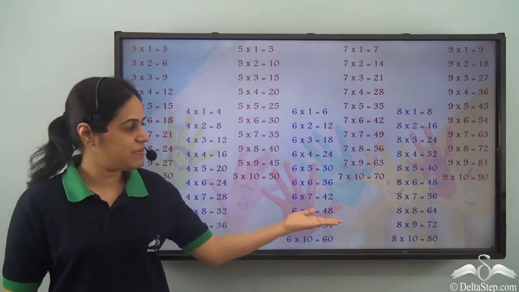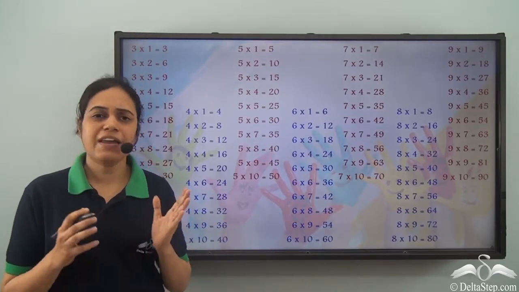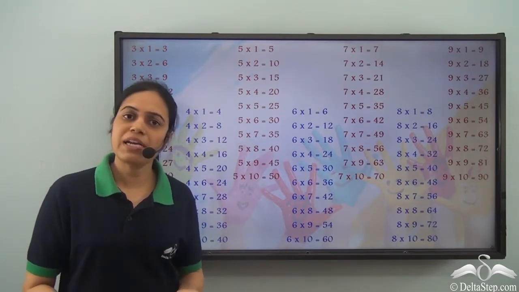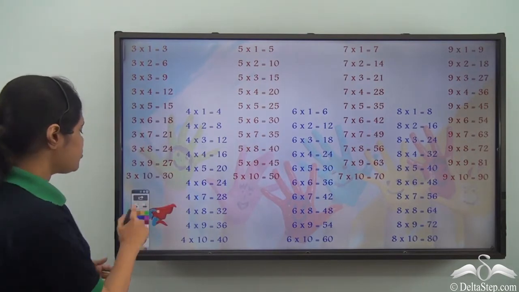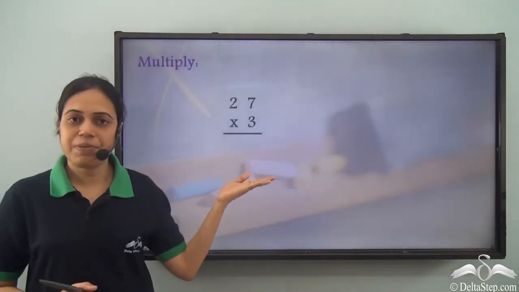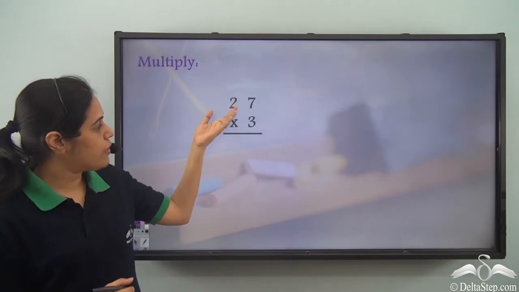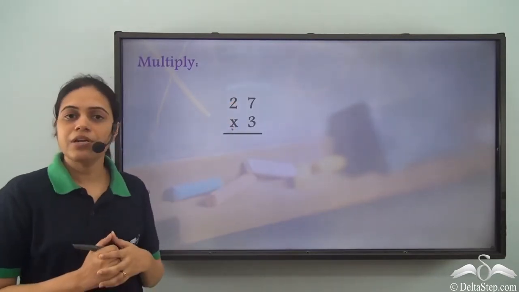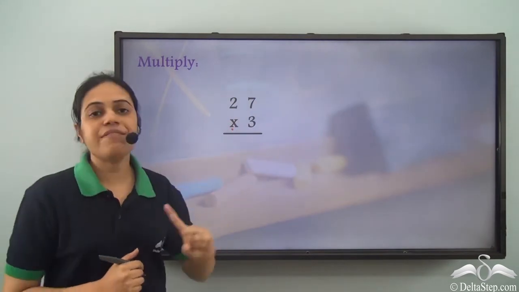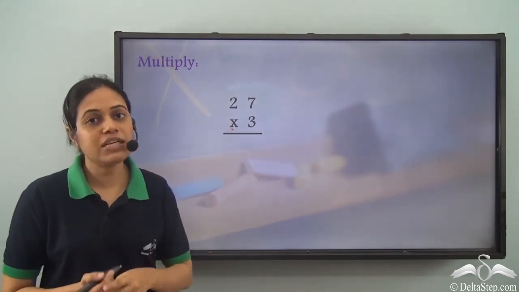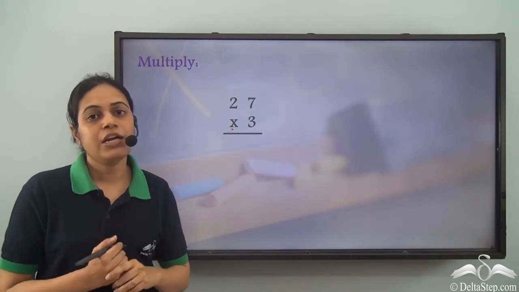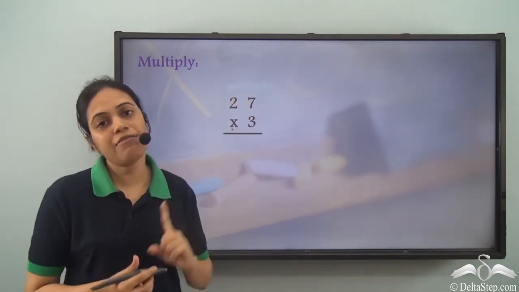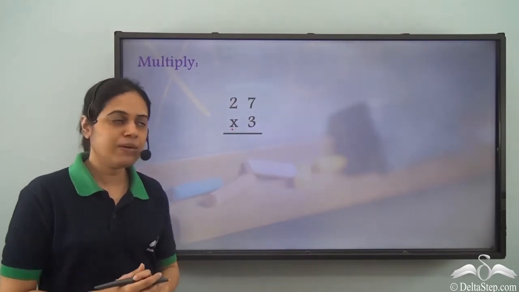We have learned the multiplication tables till 10, and we know that we can use these multiplication tables for multiplying two numbers. So now we need to multiply these two numbers here. 27 into 3, this is the multiplication symbol, into, and 27 into 3, that is 3 times 27. Now we are multiplying a 2-digit number, that is 27, by a 1-digit number, that is 3.